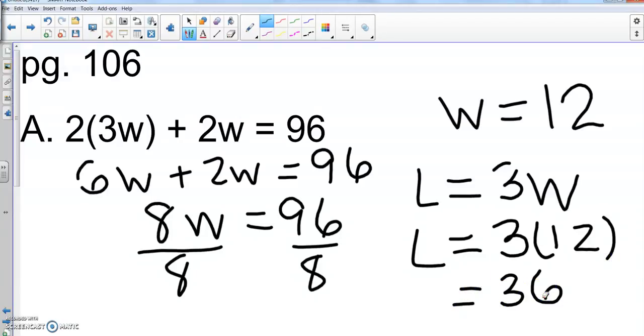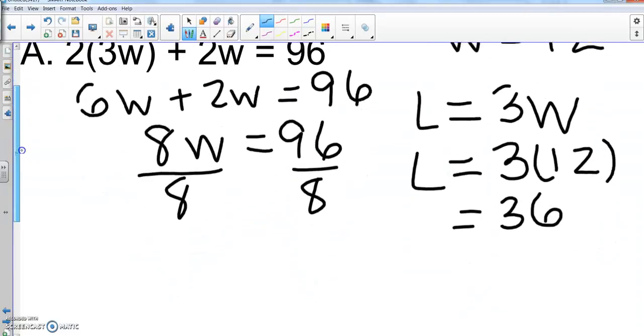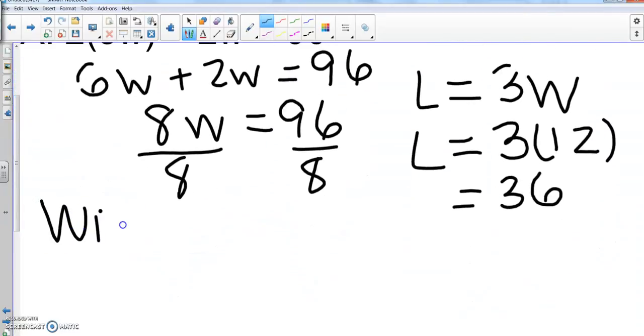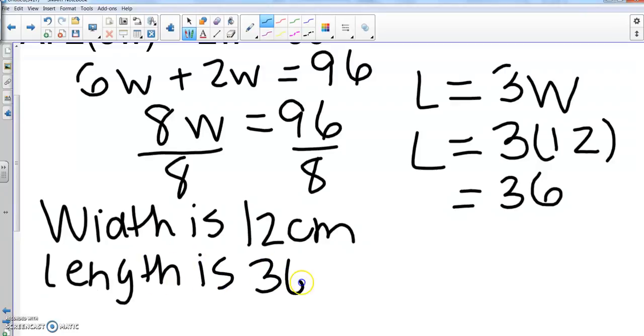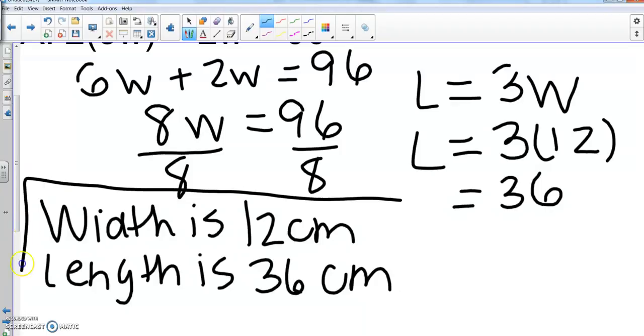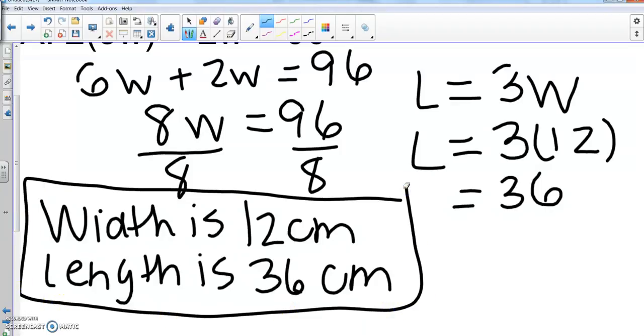Now let's make sure we're using some right measurements here. So it looks like we need to say that the width is 12 centimeters and the length is 36 centimeters. That is the answer to this problem. Okay, so you're going to write this over on the left-hand side, because you didn't have room really to answer it over on the right-hand side. All right, let's go back.